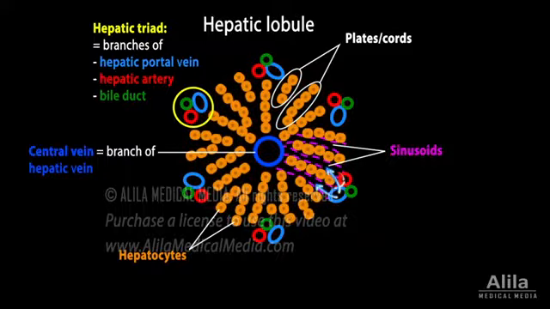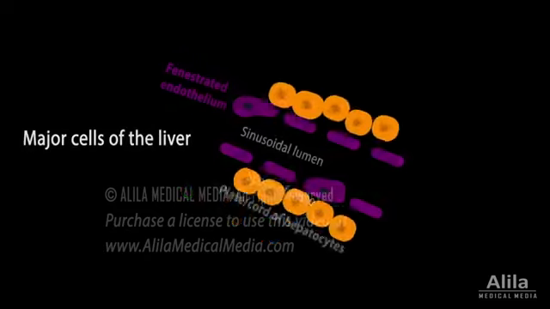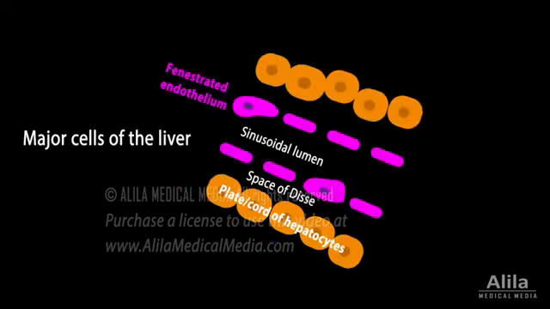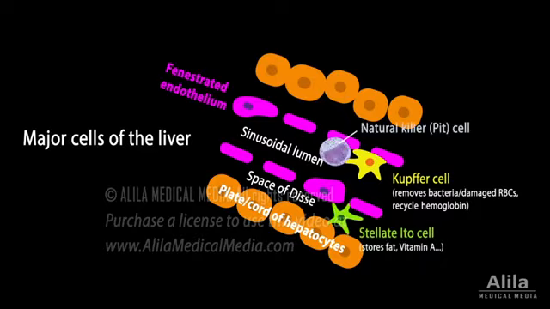Blood from the portal vein and hepatic artery mixes together in sinusoids. After substance exchange with hepatocytes, it pools into central veins and exits the liver via hepatic veins. Other cells of the hepatic tissue include liver-specific macrophages called Kupffer cells, natural killer cells, and stellate cells with a variety of functions.